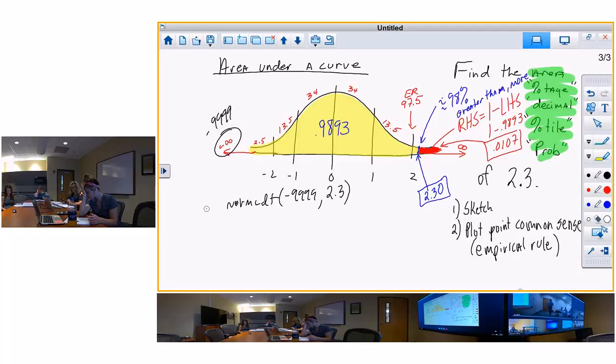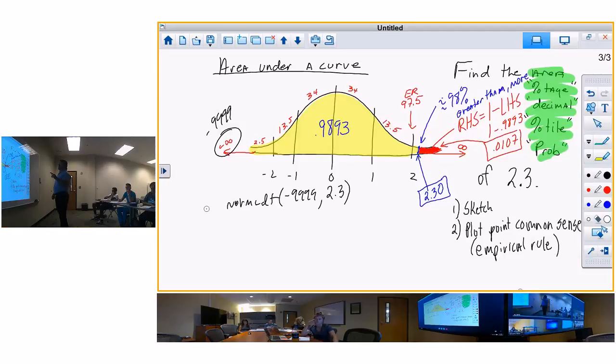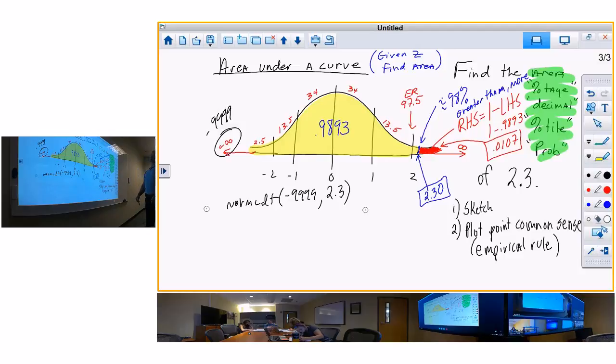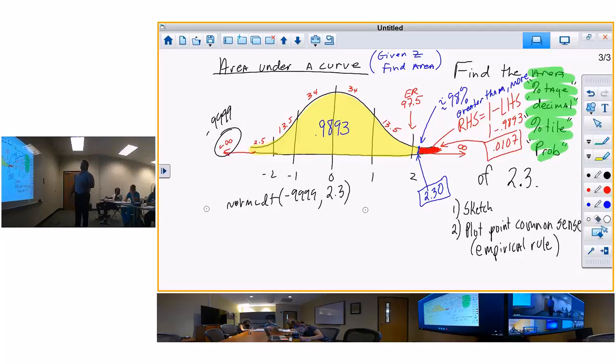All right, now this one, they gave us an area. I mean, it gave us a what? A z-score, and you find the area. Everybody with me? So you need to write that down. Given z-score, find the area. Well, let's turn it around. Let's have a question where the information given is the area, and you find the z-score.